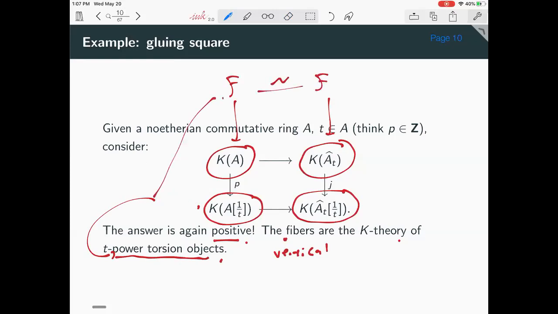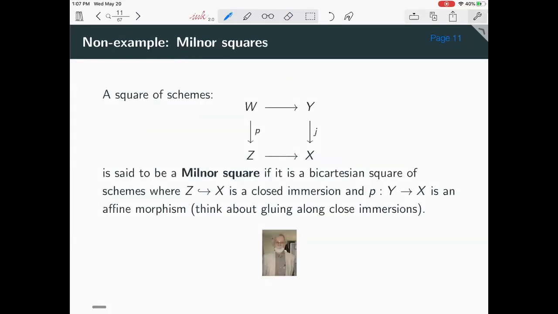All right. Nice. So here's a non-example. Here's a Milnor square. You have a square of schemes, W, Y, Z, X. This is a notation ripped off from a very recent paper. So it's said to be a Milnor square if it's bi-Cartesian, so it's both a pushout and a pullback, the same thing that Bhatt talked about this morning, where Z is a closed immersion and the map Y to X is an affine map.